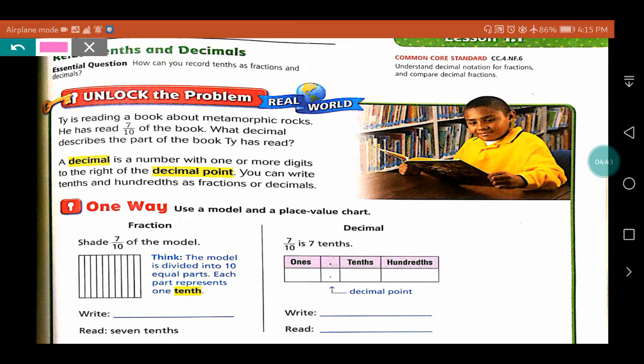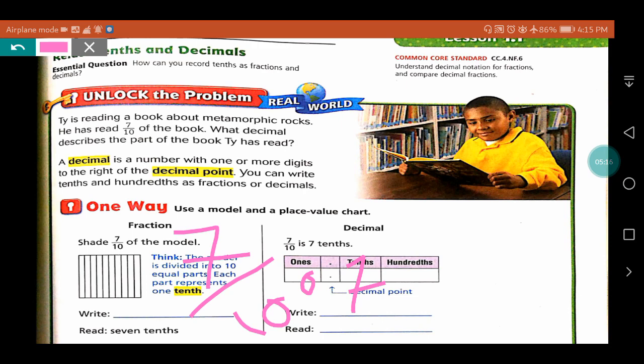Now, one way: use a model and a place value chart. To use a fraction to represent 7 tenths, so easy, we color 7 parts here. Okay, then we write here 7 tenths. Here, to write it as a decimal, there is no ones place here, so 0. Then we write here at ones 0, and we write at tenths 7. 0.7 means what? We read it as 7 tenths.